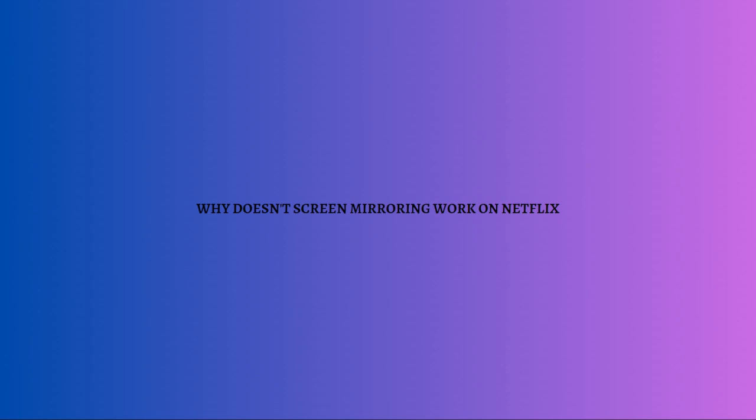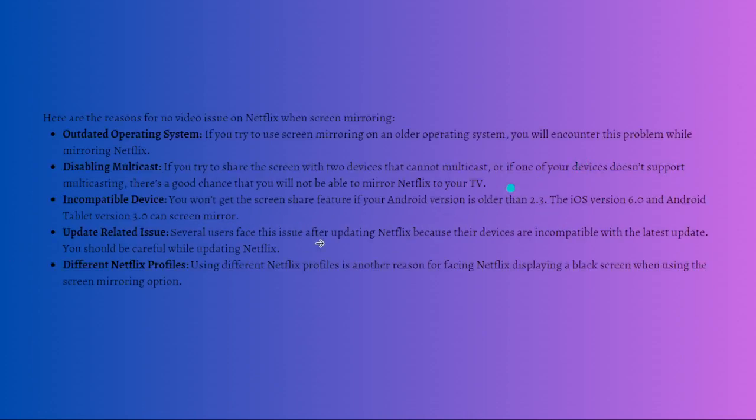Screen mirroring is a way to view anything on a sizable screen by connecting your phone with a smart TV. However, many users worldwide face a no video problem while screen mirroring Netflix using their phones and TVs. So here are some reasons for the no video issue on your Netflix when you're screen mirroring.